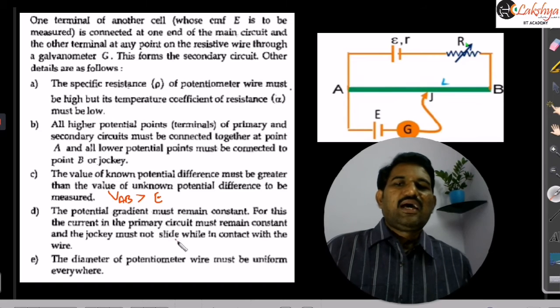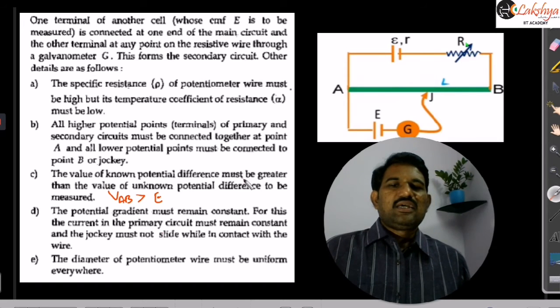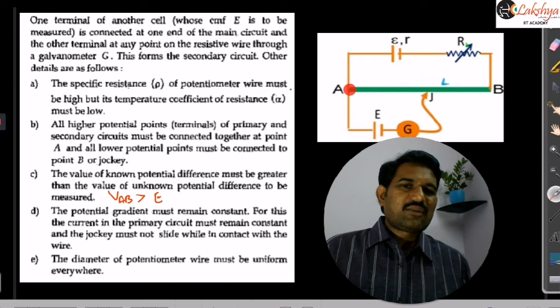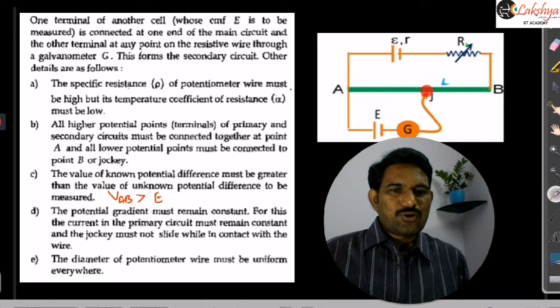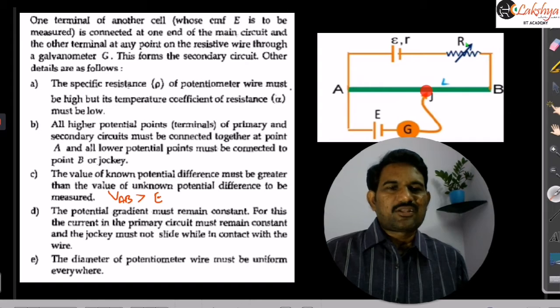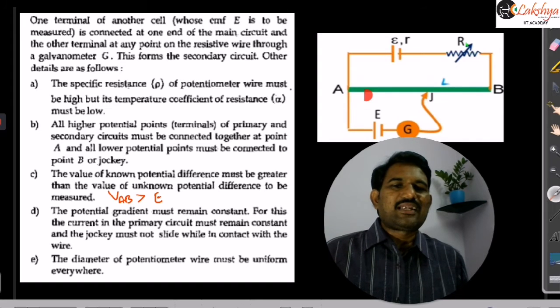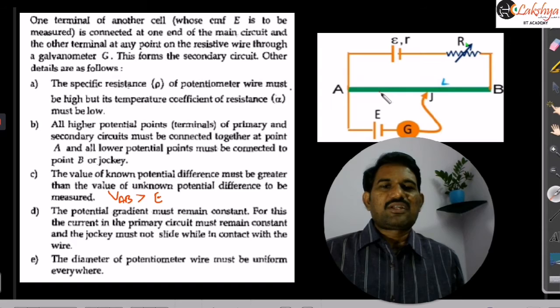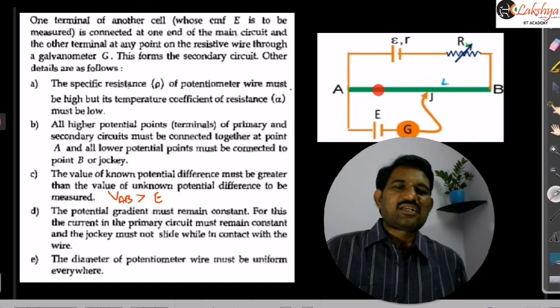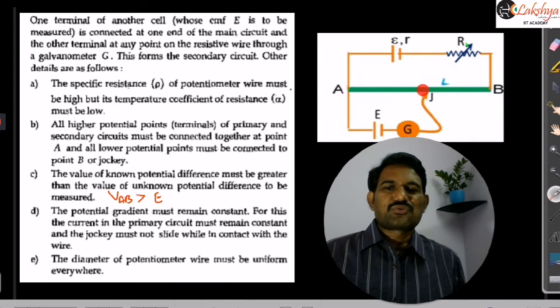And next, the sliding jockey can be pressed at different points here while checking for zero deflection, but it should not be dragged along the wire. We already discussed this point in the meter bridge. If you drag it, deformation of the wire may take place. Because of that change in the area of cross section, there may be changes in the resistance of the wire, so the values will be different at different times.